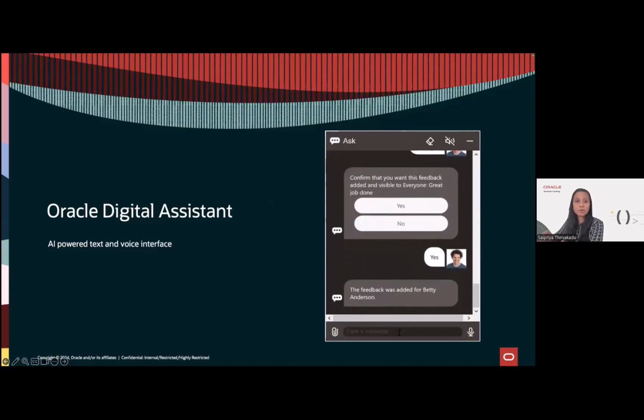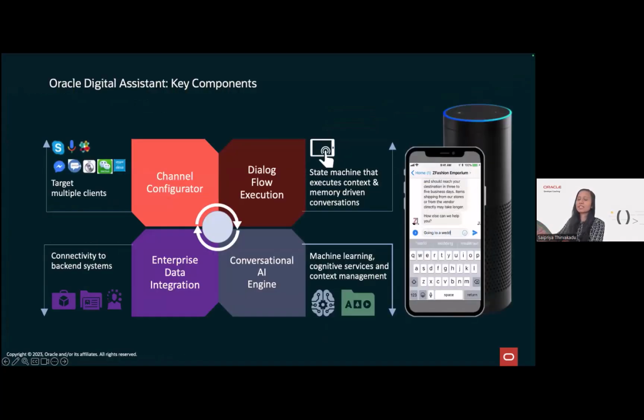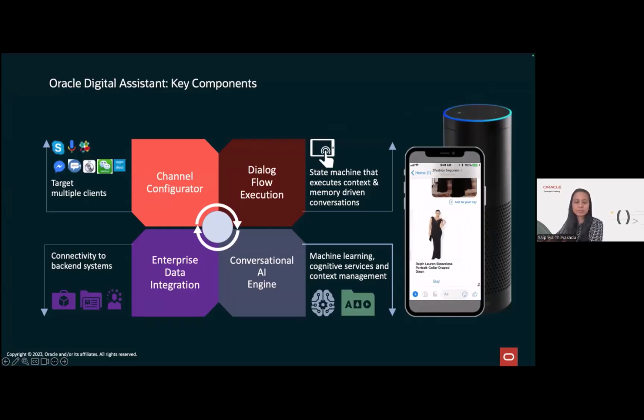So with the help of ODA, now I'll start using the term ODA instead of Oracle Digital Assistant. ODA is a low-code conversational AI platform that allows businesses to deploy AI assistants. So that being said, let's go on and discuss more about the key components of the digital assistant platform. These are the four important components of the digital assistant.